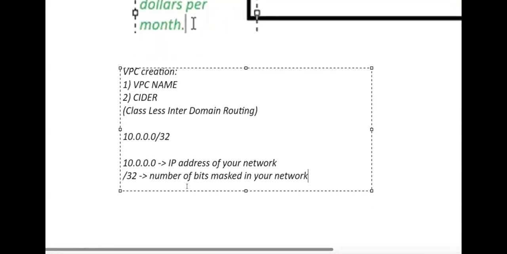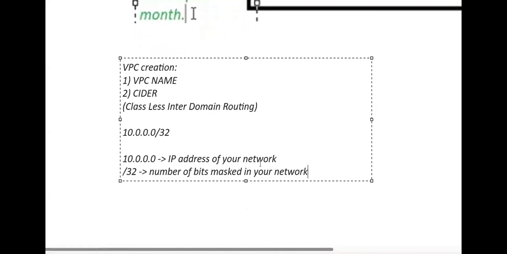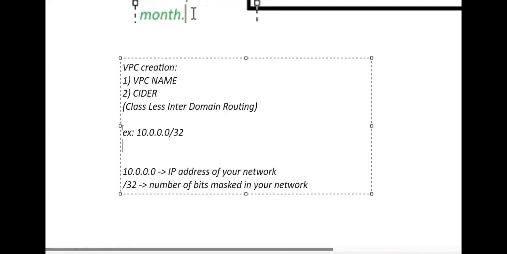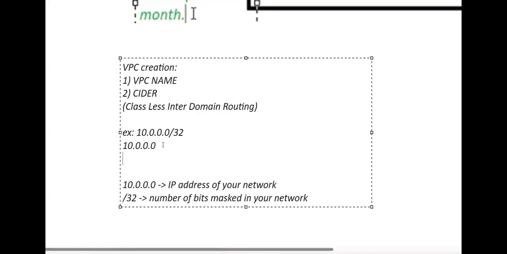Don't worry, I'll explain both. What does this mean, number of bits masked in your network? Let's say I have provided my CIDR block like this. Then I get only one IP address, that is 10.0.0.0. Sir, why did I get only one IP address? Because we are blocking 32 bits. What is this 32 bits, sir? Here you can see only 4 values, right? But you are saying 32 bits.